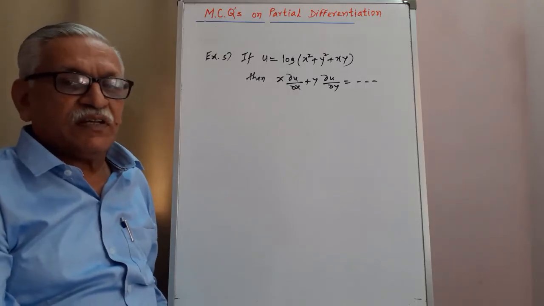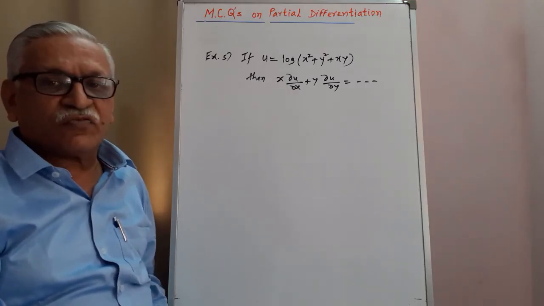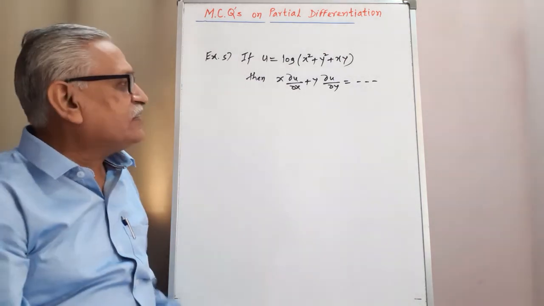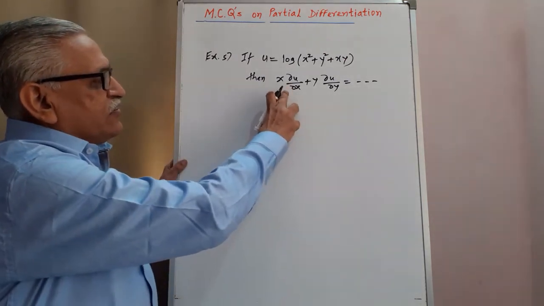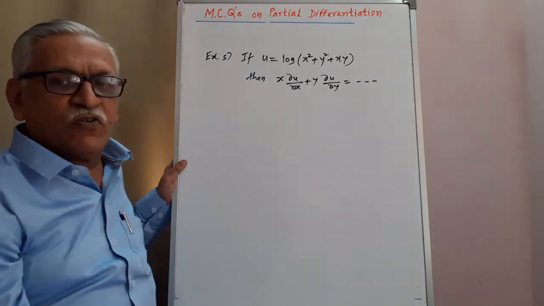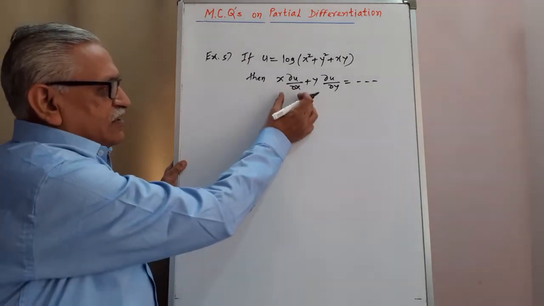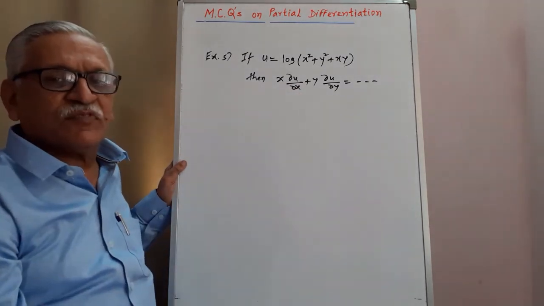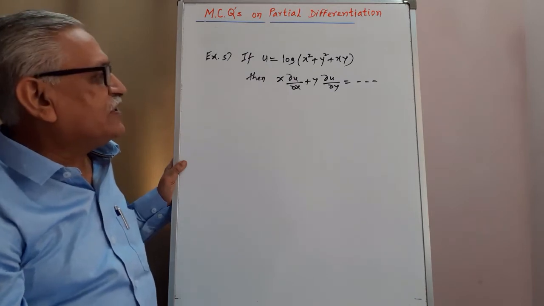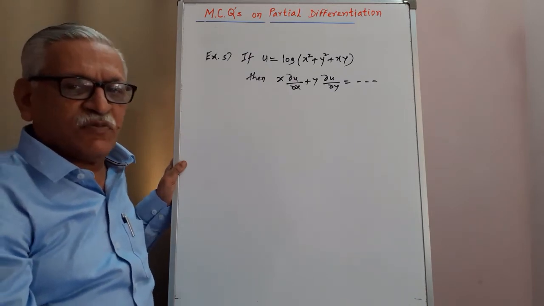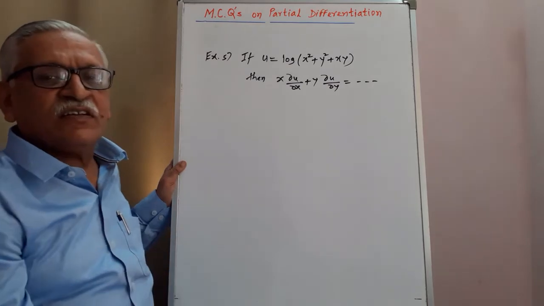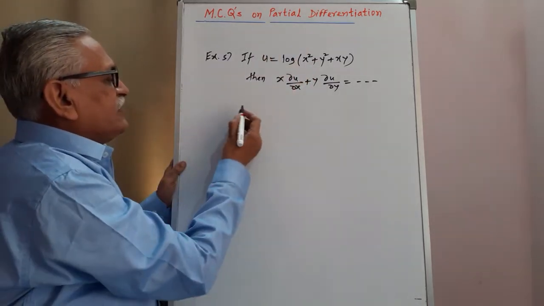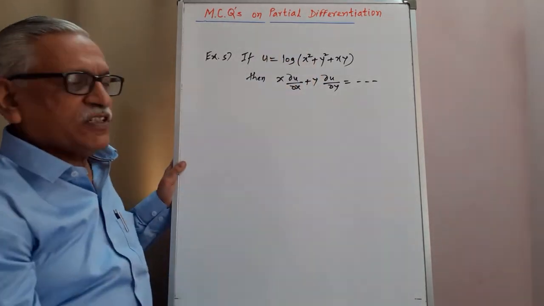Example number 5. If u is equal to log of x square plus y square plus xy, then x dou u by dou x plus y dou u by dou y is equal to? This type of term means it is a problem of Euler's theorem on homogeneous function. If it is a homogeneous function, we check whether it is homogeneous or not.